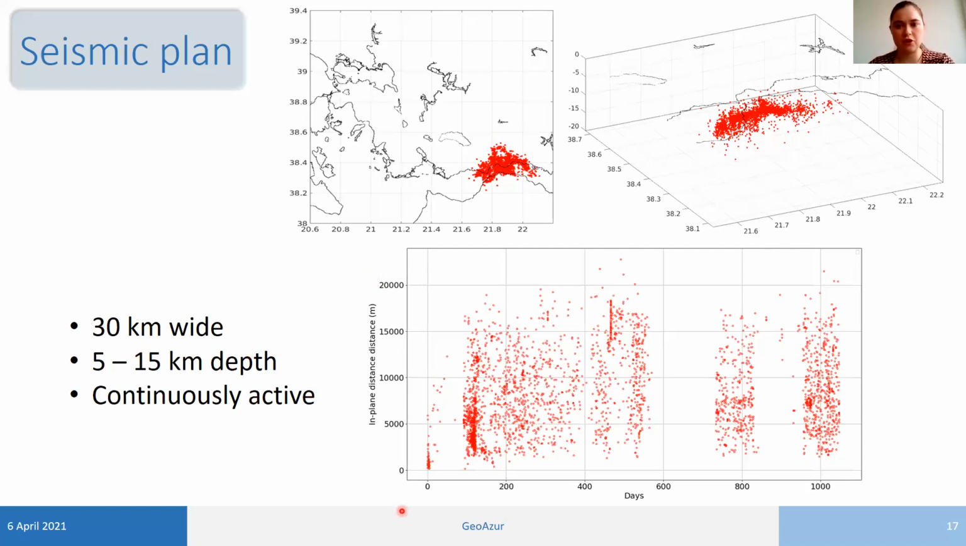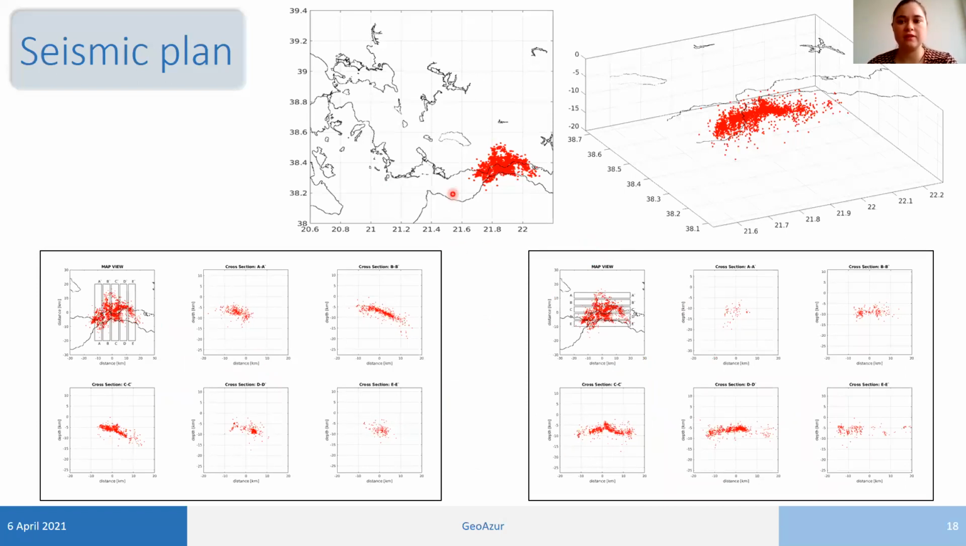This graphic shows the in-plane distance as a function of time. At some moments there is a seismic gap for tens to hundreds of days, but we didn't see any seasonal or other link or reason for that. This seismic plane has already been seen by Clara Duverger in 2017 during her PhD.